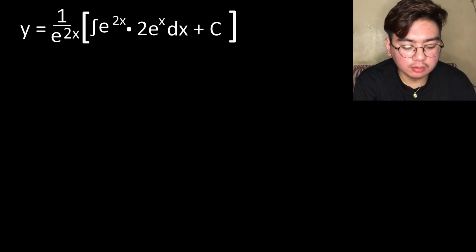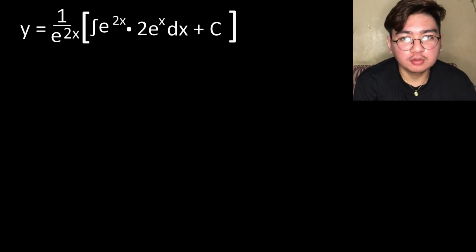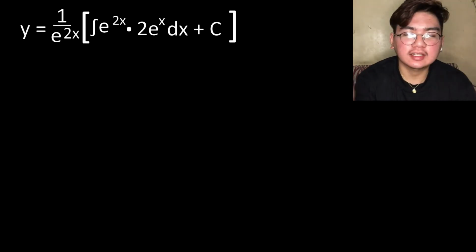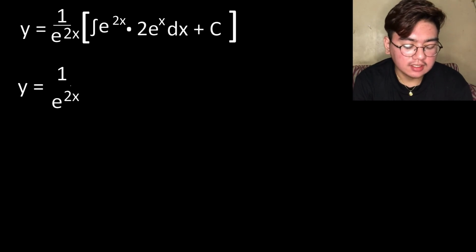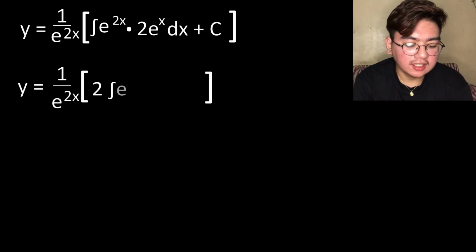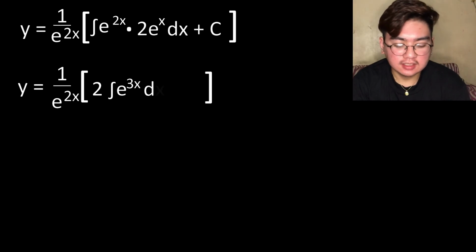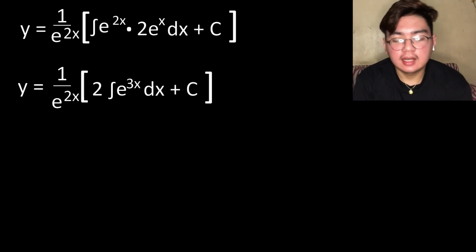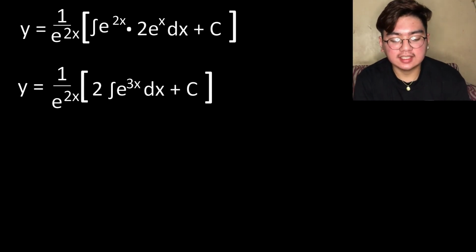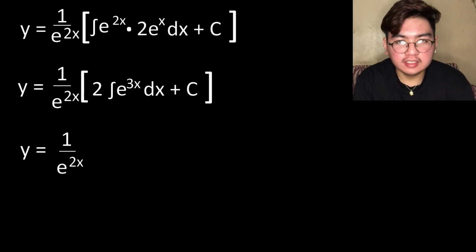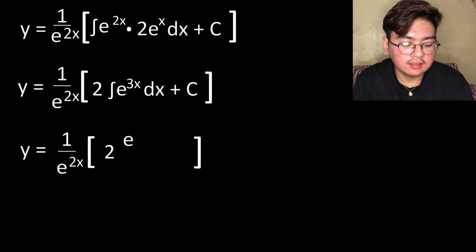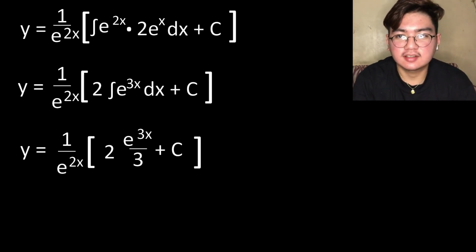Kaya magiging e to the 2x times 2e to the x. Ipag-add natin yung 2x plus x, kaya magiging 3x na siya. Tapos yung 2, ililipat natin sa harap. Kaya magiging y equals 1 over e to the 2x times 2 times the integral of e to the 3x dx plus c. Ngayon, ang antiderivative ng e to the 3x ay e to the 3x over 3. Kaya magiging 1 over e to the 2x times 2e to the 3x over 3 plus c.